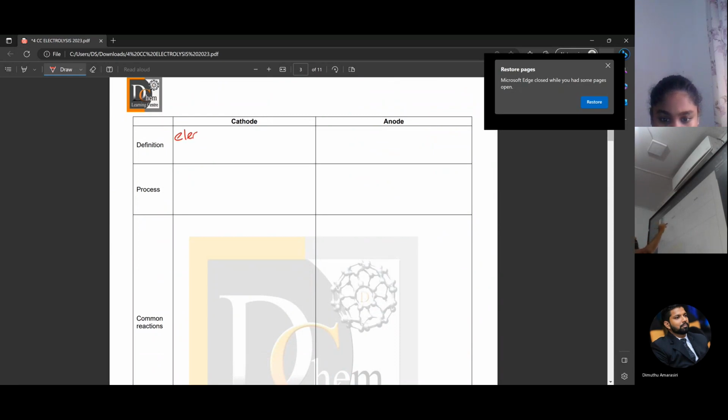That's the definition. Electrode at which the reduction of cations takes place. This is your cathode. And the anode is the electrode at which oxidation of anions takes place.